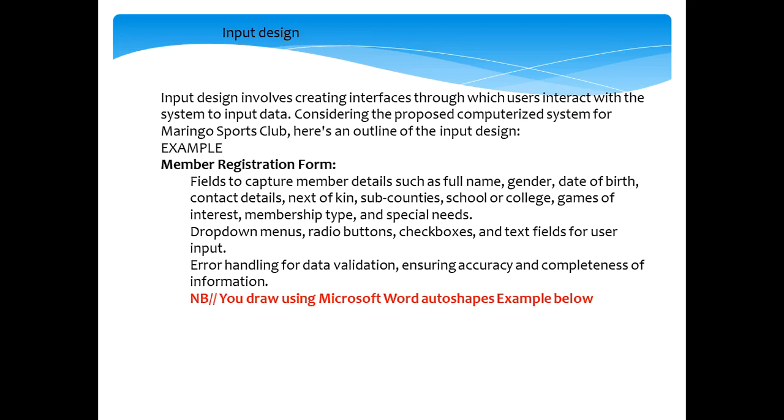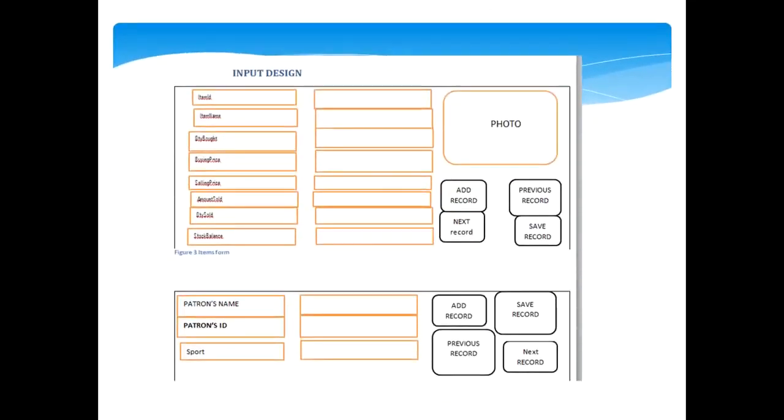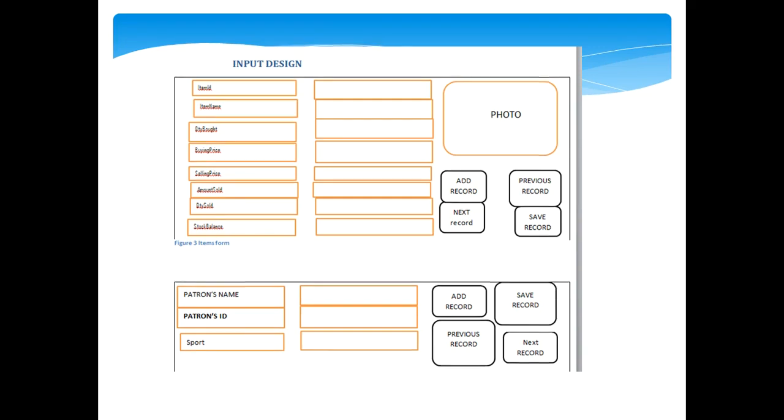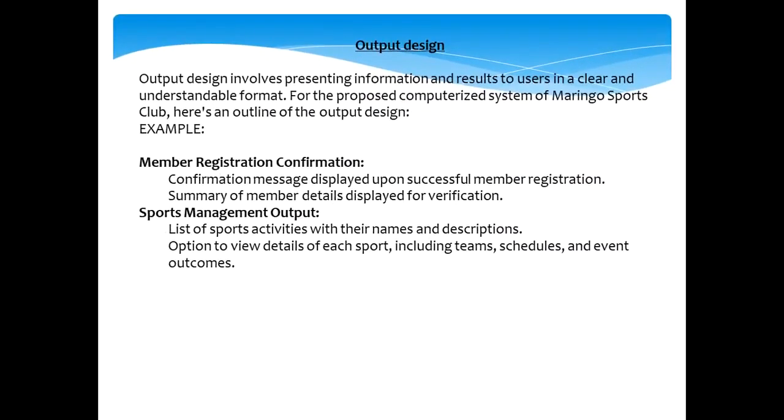So you draw using Microsoft Word auto shapes. Example below. Remember here we are talking about the member registration form as an input device. Try to see what I have drawn. This is a drawing using Microsoft Word. You see now I have drawn that is the form, the member registration form. So you draw around 5 forms.